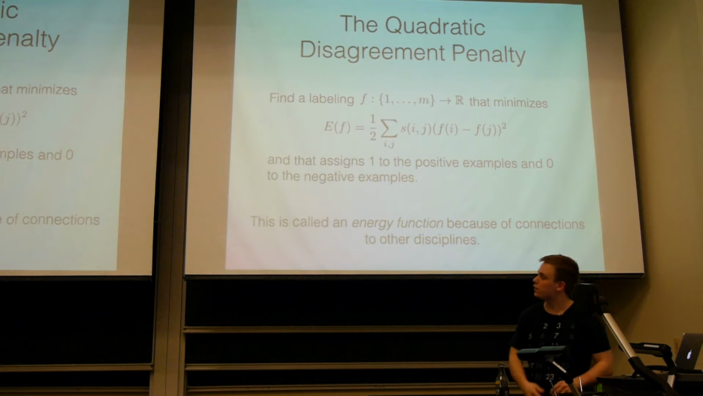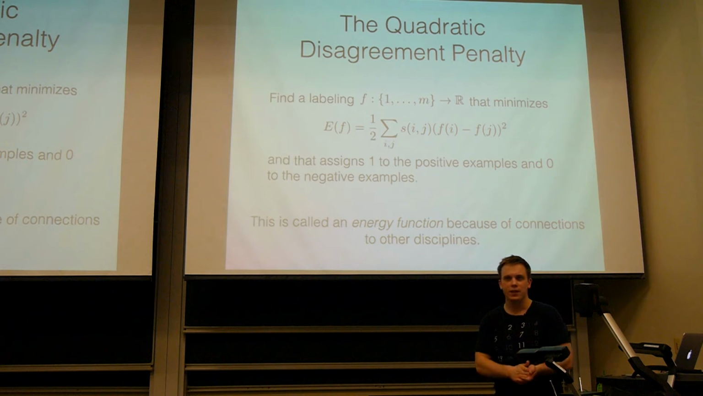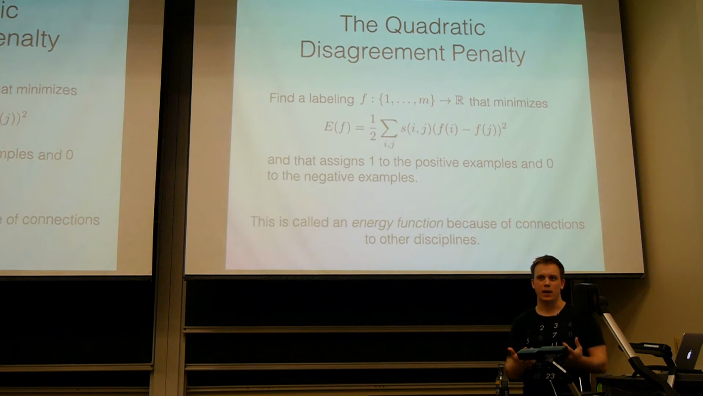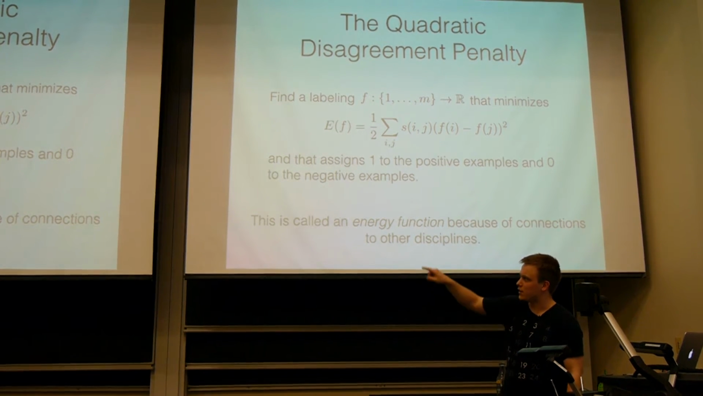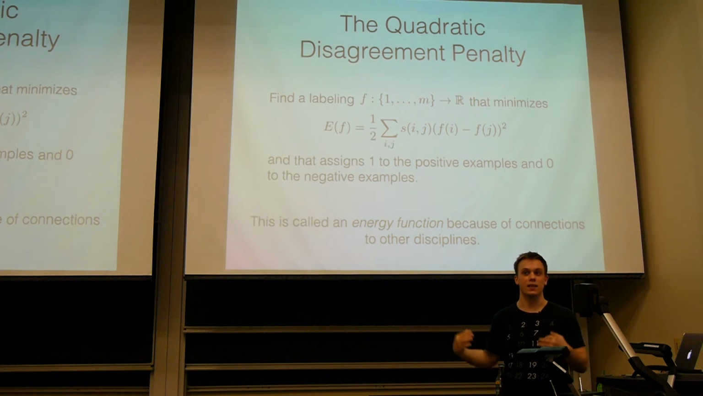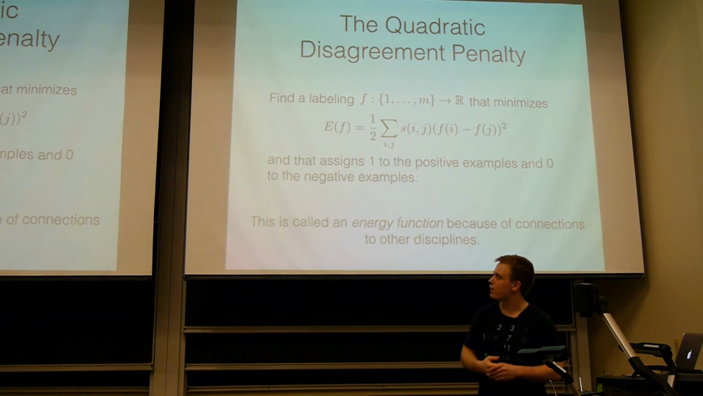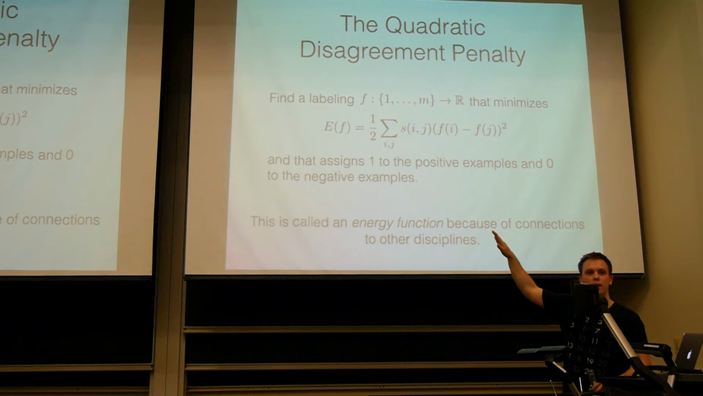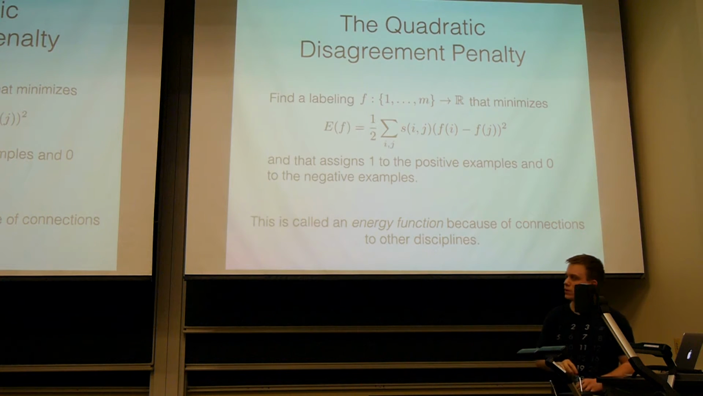Okay, and so this function is typically called an energy function, and this comes from some connections to other disciplines. In chemistry, you might think of the energy function as measuring the energy in a configuration of atoms, and then the steady state is typically the one that has the lowest energy. So this energy minimization problem has analogies to these areas, but I don't know very much about it. But are there any questions about the general goal here? So we want to find a labeling that minimizes this energy function subject to those constraints.